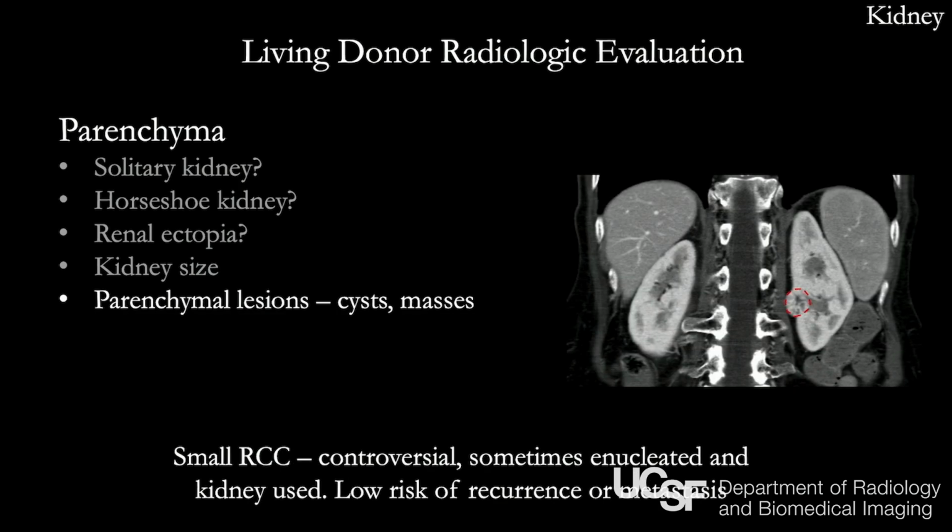Small RCCs, this is controversial. Looking through the literature, particularly in other countries, but also in some centers in the US, sometimes these very small lesions will be enucleated and the kidney will be used because there's really a low risk of recurrence and metastasis for very small renal cell carcinomas.